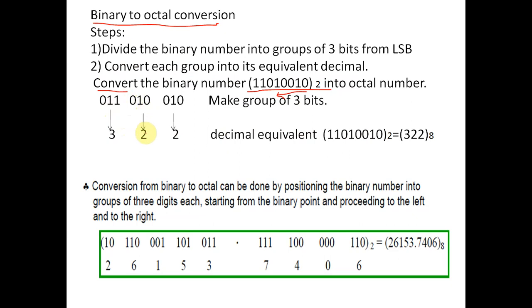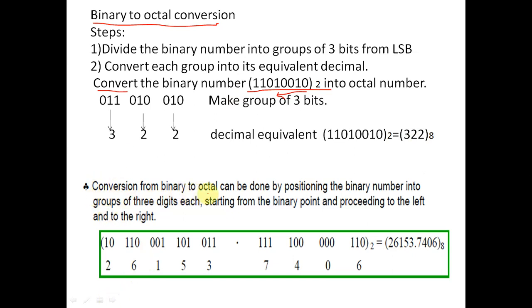0 1 0 is nothing but 2, and 0 1 0 is nothing but 2. So the group of the given number is 3 2 2. Again, I use the second example for understanding.